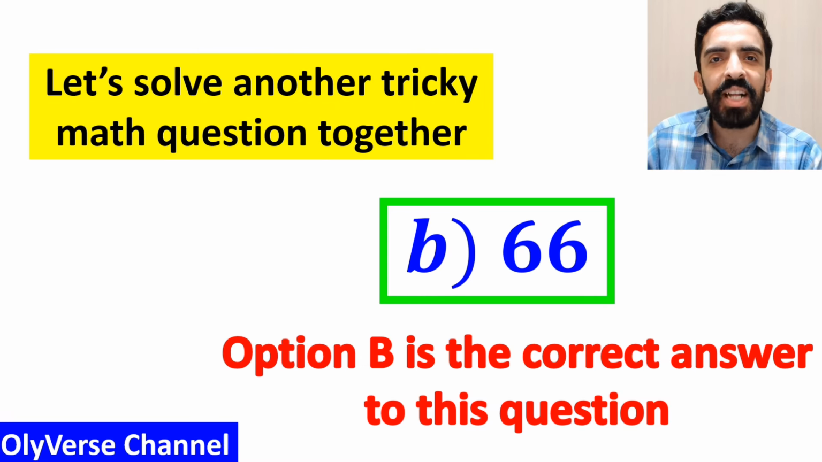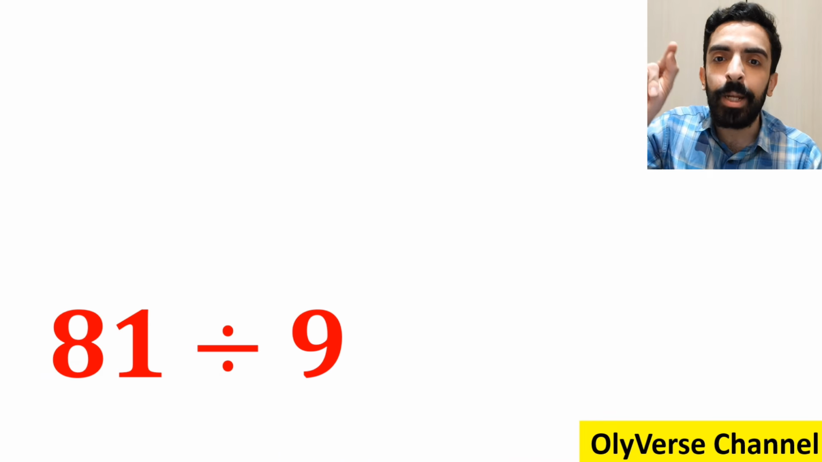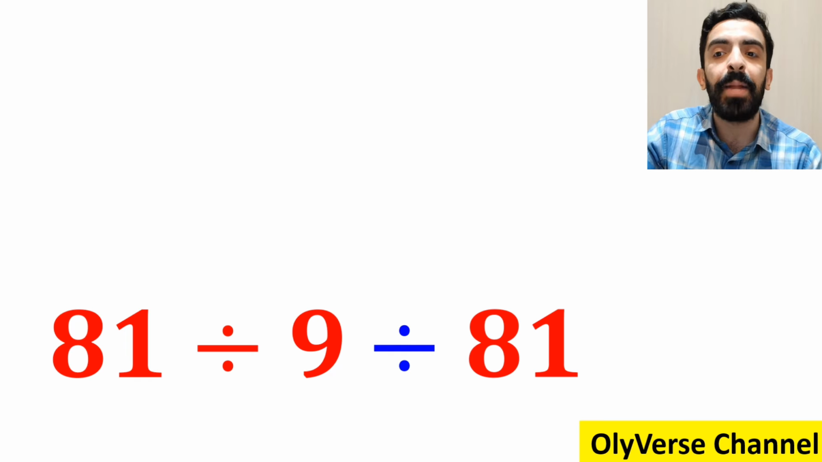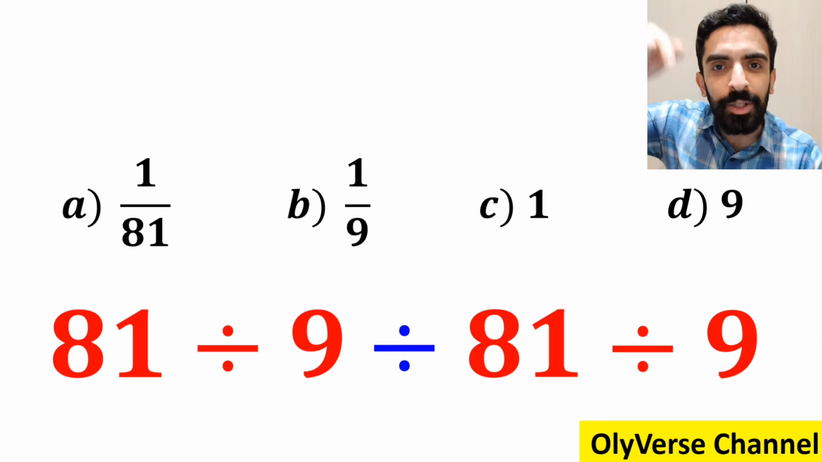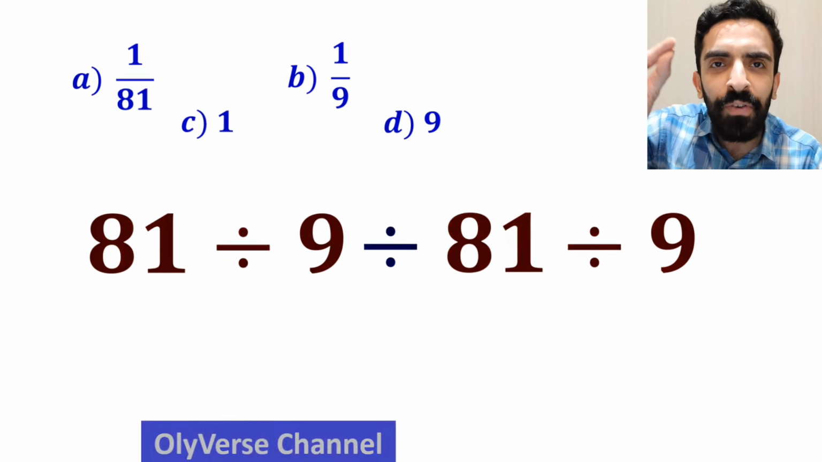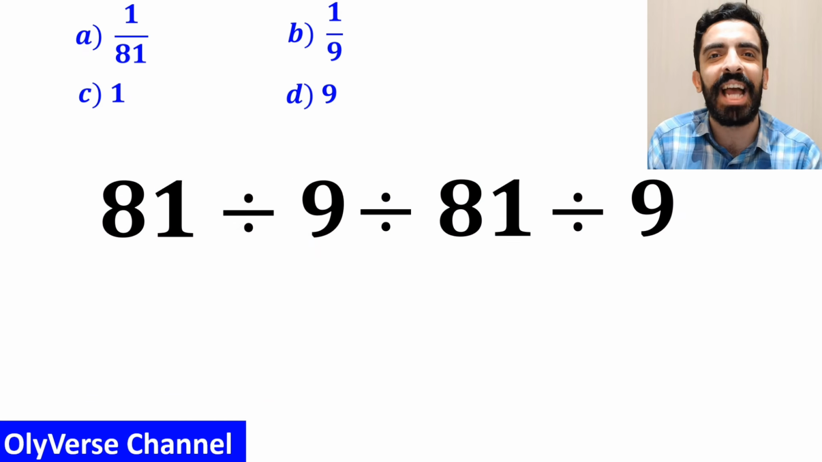Alright, now let's solve another tricky math question together. What is the value of the expression 81 divided by 9 divided by 81 divided by 9? Which option do you think is the correct answer to this question? Let's carefully go through it step by step and solve it together.